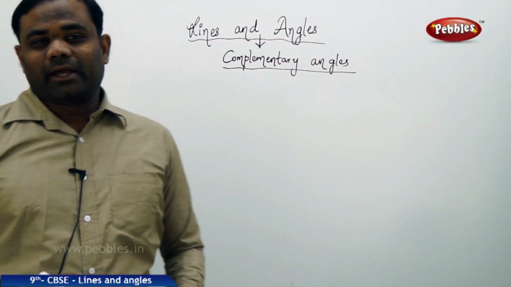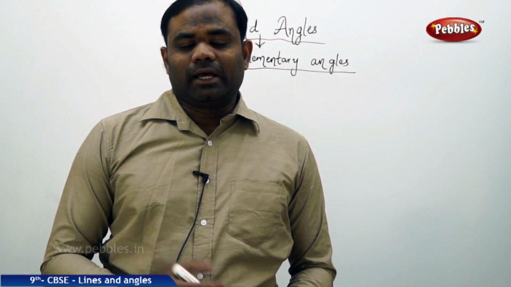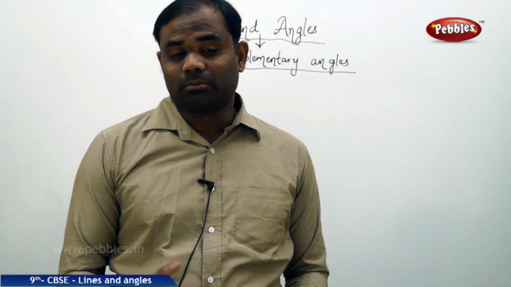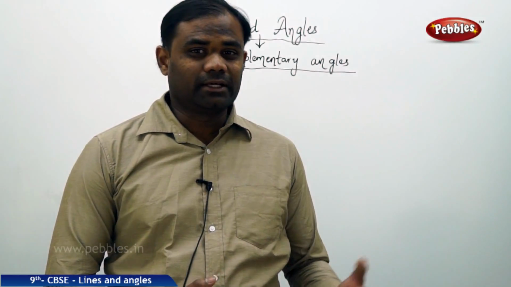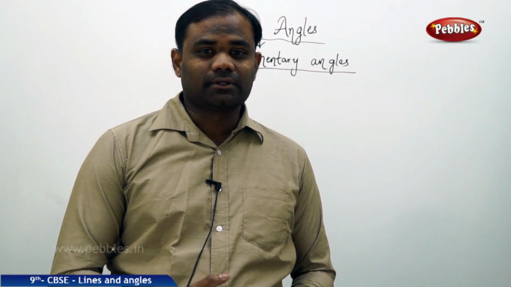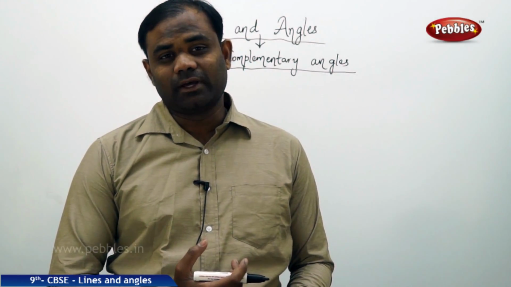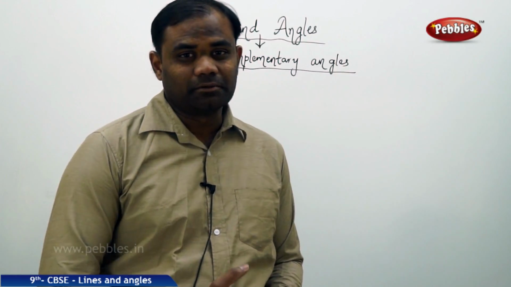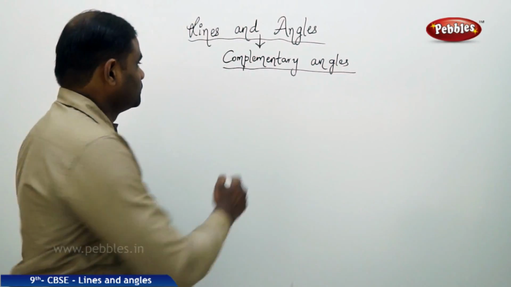What are complementary angles? The angles whose sum is 90 degrees are called complementary angles. That is, when I take the angles x and y, if x plus y equals 90 degrees, then we say the angles x and y are complementary angles. Let's see the definition more briefly.